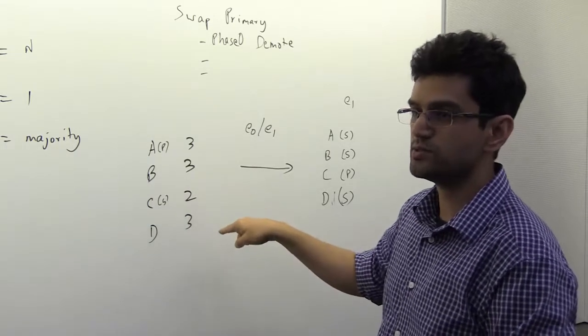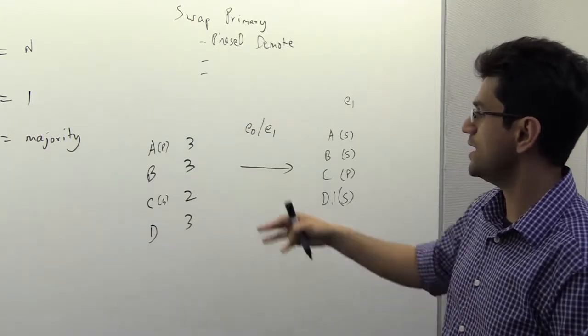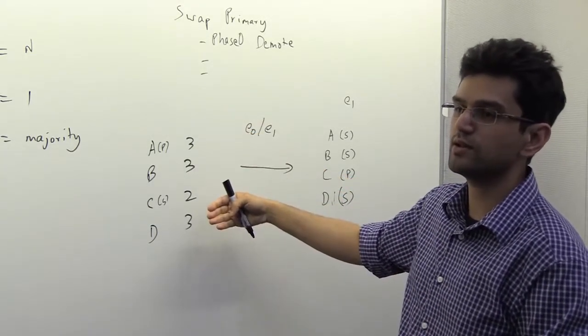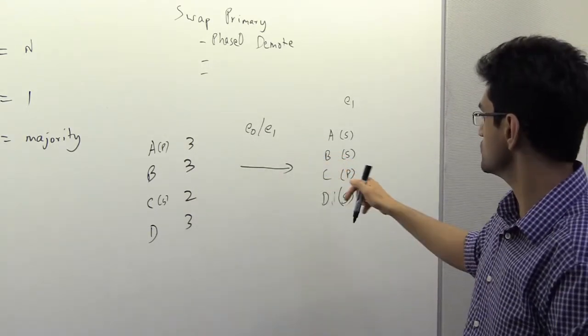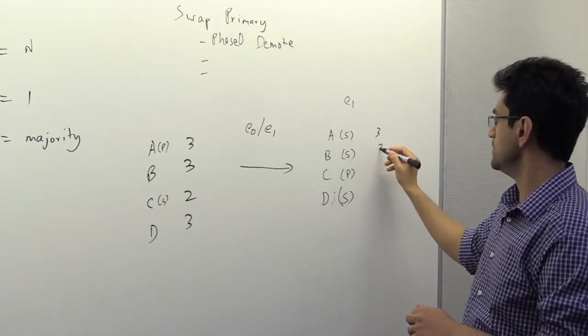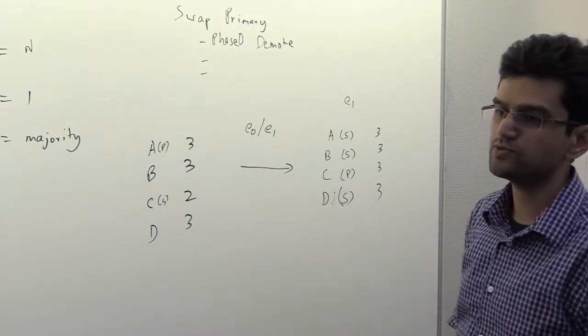Only after that happens will A actually demote, will A actually go from primary to secondary, and only after that happens will C go from secondary to primary. And so the actual state that's going to be there after this is this. And you will observe that.